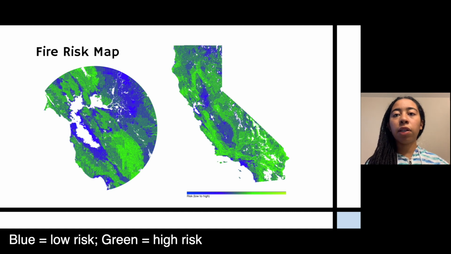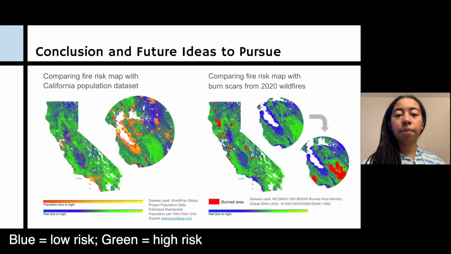The dark blue areas have a low risk for wildfires, while the bright green areas are the most susceptible to wildfires. On the left side is a close-up of the Bay Area.